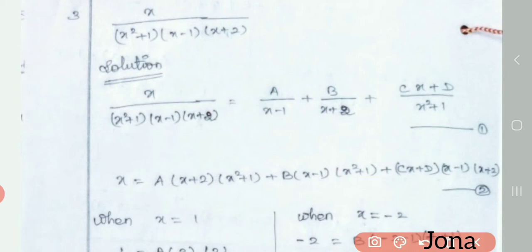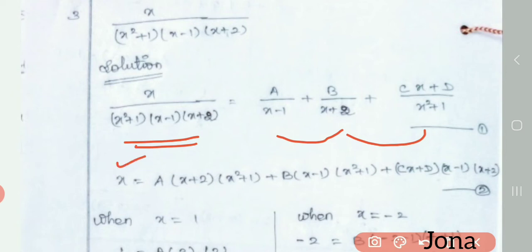I want to take the LCM here. That LCM is (x minus 1) into (x plus 2) into (x square plus 1), isn't it? The same thing I have in the left hand side also. So I can cancel all the things at the denominator, so that I have only the numerators now, with the cross multiplications and all on the right hand side.